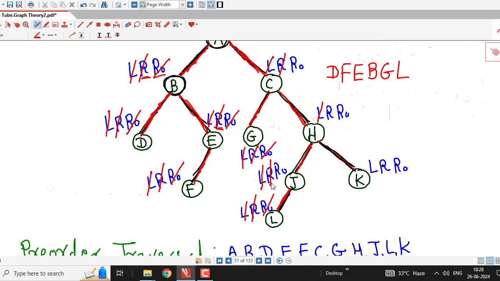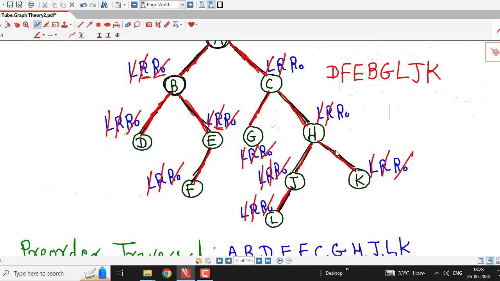Capital R means right subtree, but there is no right subtree of J, so I have to process the root J. Then I come here. Here capital R means I have to go to the right of H, and here capital L means I have to go to the left of K, but there is no left subtree of K, so I cancel L. Similarly there is no right subtree of K, so I cancel R and then I process the root K.